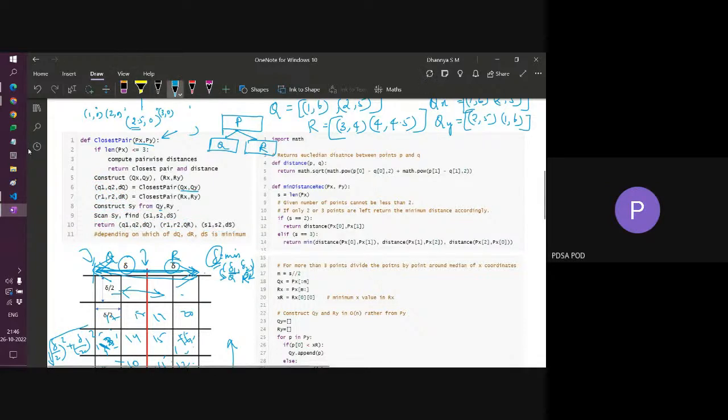So this is what you are getting from the Q part. This is what you're getting from the R part. And this is what you're getting from the S1, S2, DS, the middle band, this part.